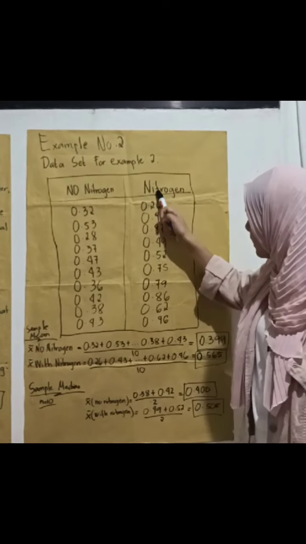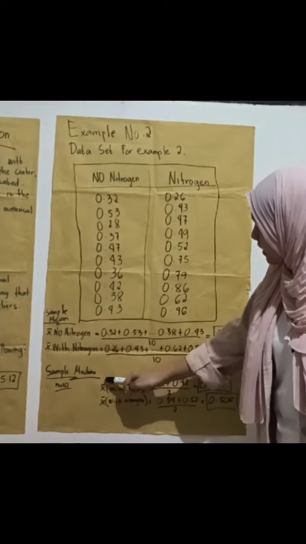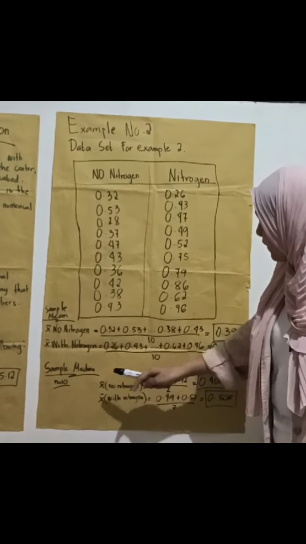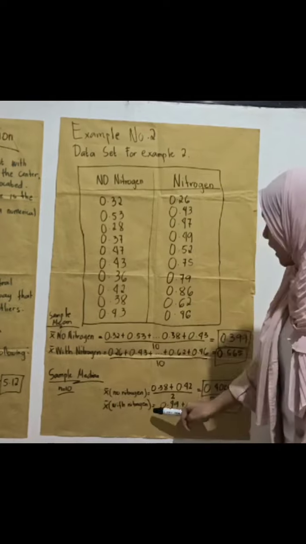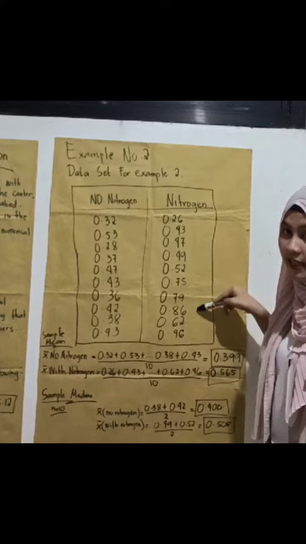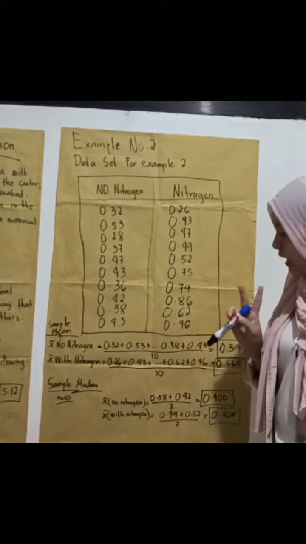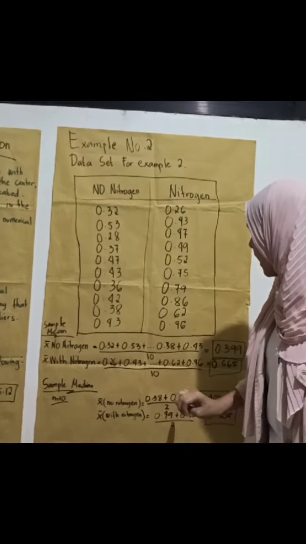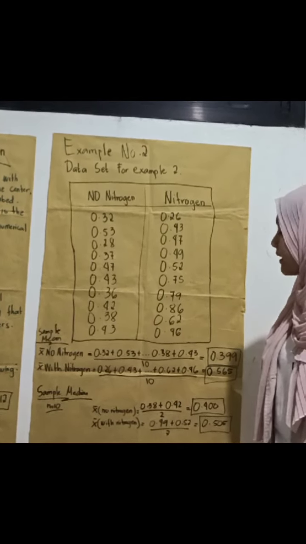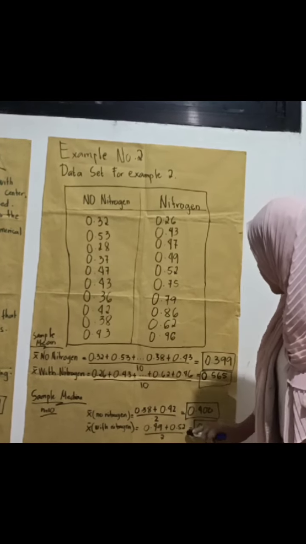Then for the with nitrogen, it is the same process as the one we did for no nitrogen. Our n is even. First we arrange them, then we find the two in the middle. After that, we add them and divide by 2. Then we get the sample median. Here, its sample median is 0.505.